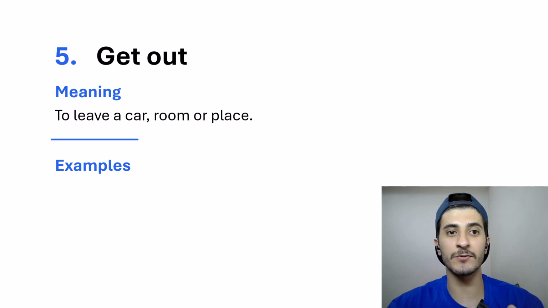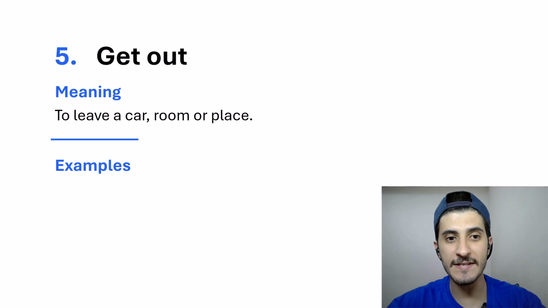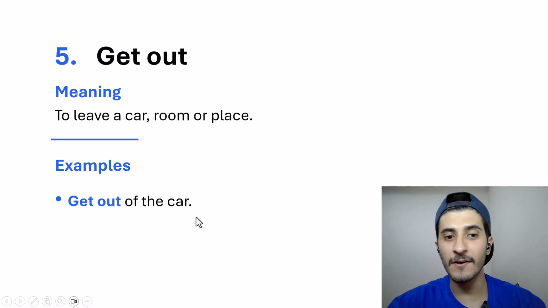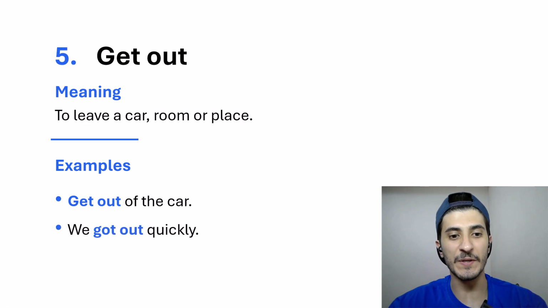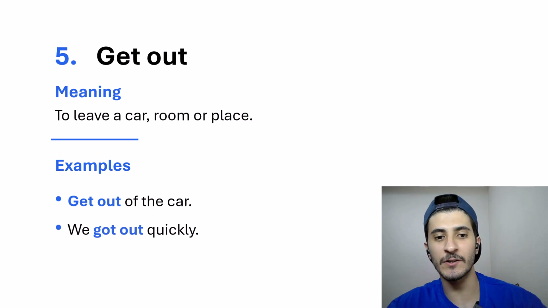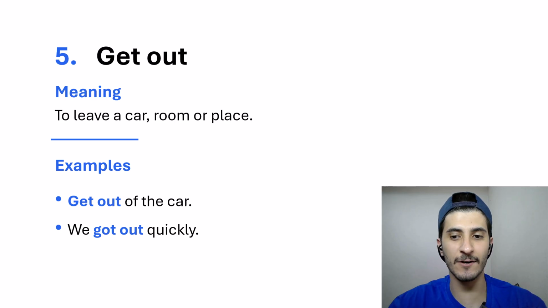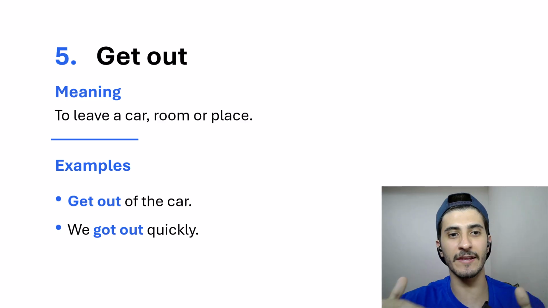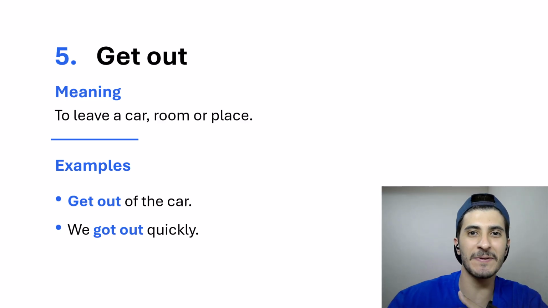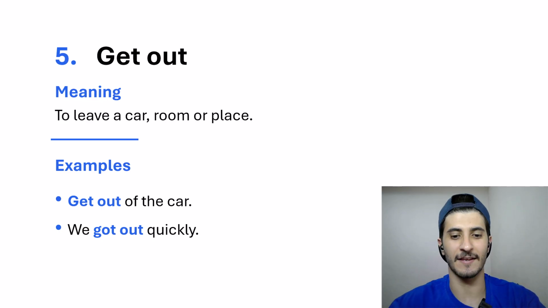And also to leave the car or to leave a room or place, we use get out. For example, get out of the car. It means leave the car. And we got out quickly. Quickly means fast. It means we, for example, left that house, maybe that company, that room quickly, so fast.